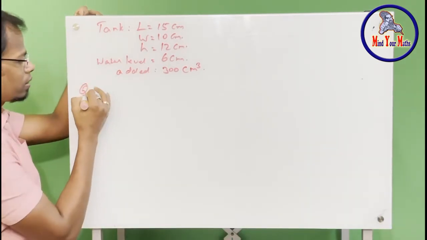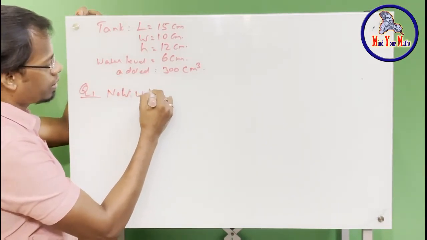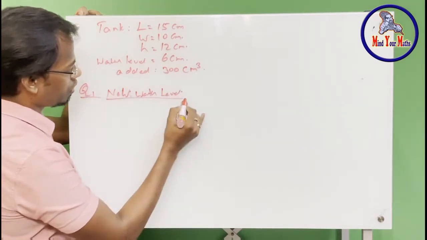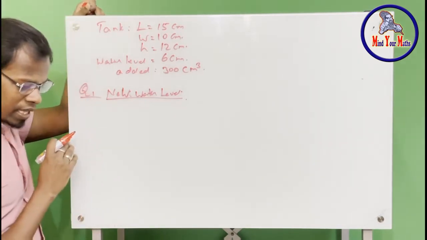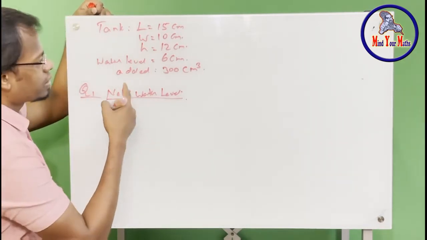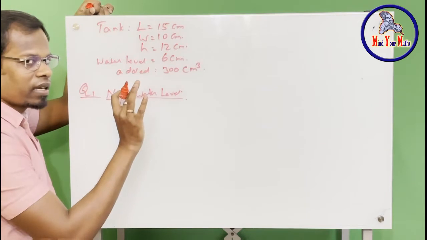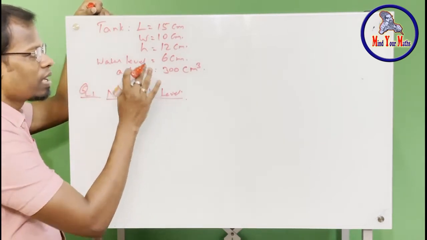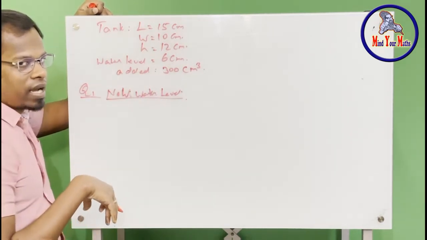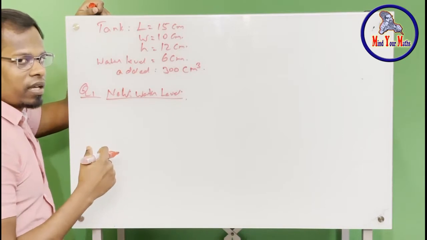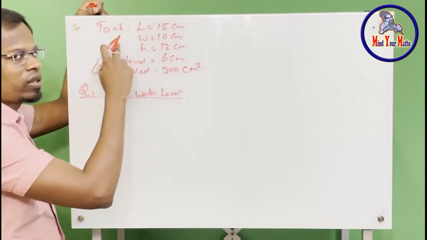Now question 1, new water level. So that's what we are going to find, which means the new height of the water. For that, the current volume of water, right? Let's see, there is already water of 6 centimeter height. In any tank, as I always said in the previous videos, the length and the width will never change if you are changing the quantity inside the tank. In this case, it's water, right? If you add water or remove water, only the height will change. The length and width will never change.